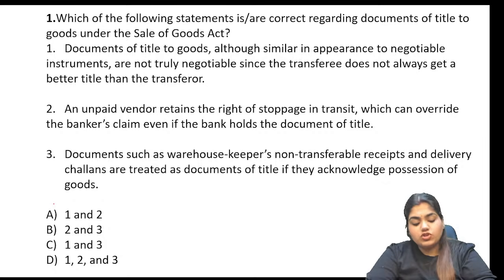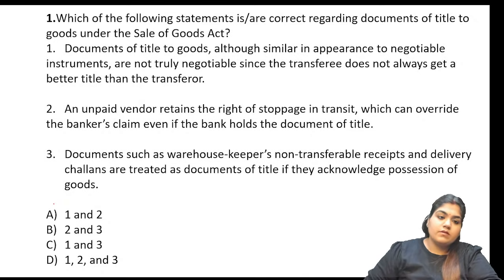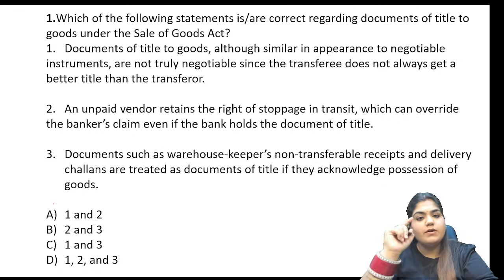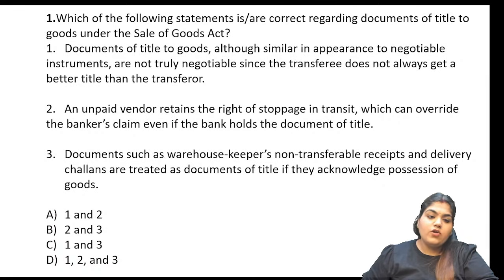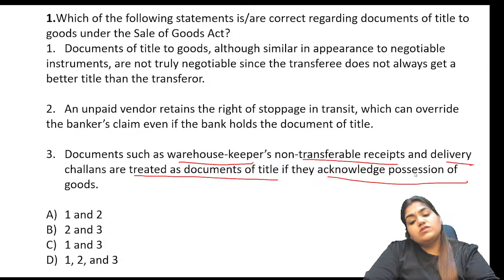Let's start with question number 1. Question number 1 is on the screen. Statement number 1 is correct. Statement number 2 is correct. Statement number 3. Documents such as warehouse keepers' non-transferable receipts and delivery challans are treated as document of title if they acknowledge possession of the goods. Warehouse keepers' non-transferable receipts and challans are not a document of title.